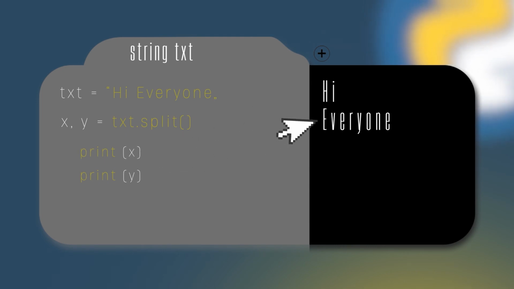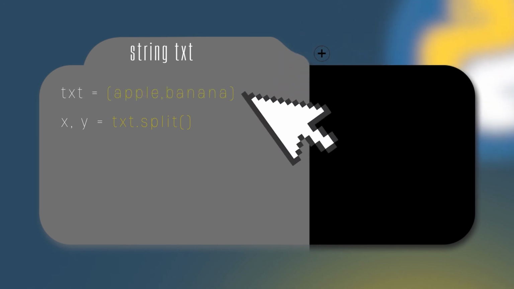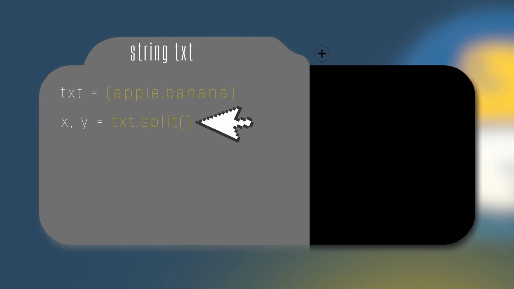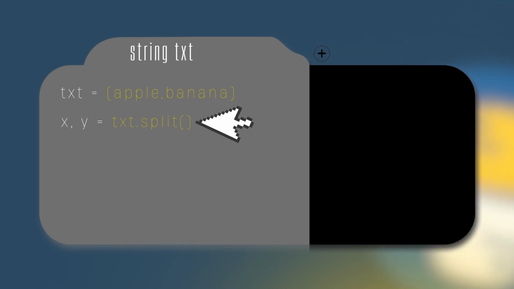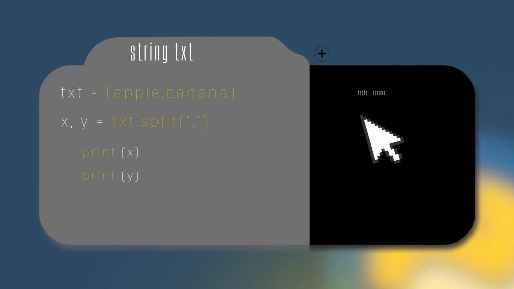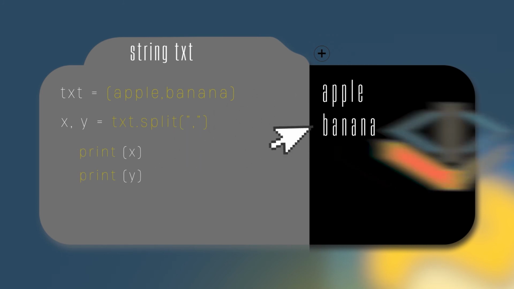Let's see another case. Let's suppose our txt variable holds the value apple, banana. In this case, we use the split method again, but inside the parentheses we're going to use quotation mark comma. So in this case, we want to separate our string by comma. This means that we're going to split this string every time we have a comma. In the end, x will hold the value apple and y will hold the value banana.